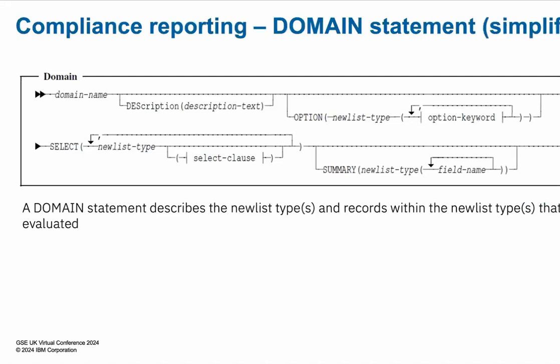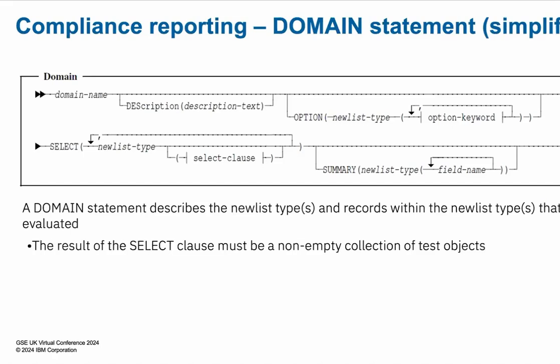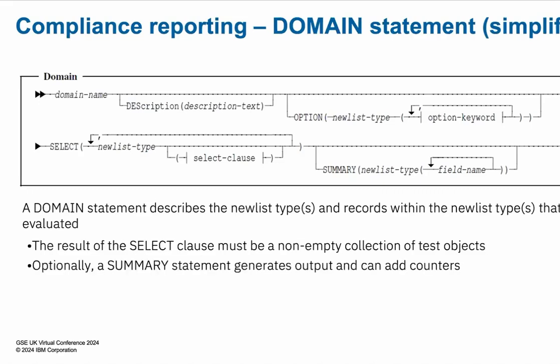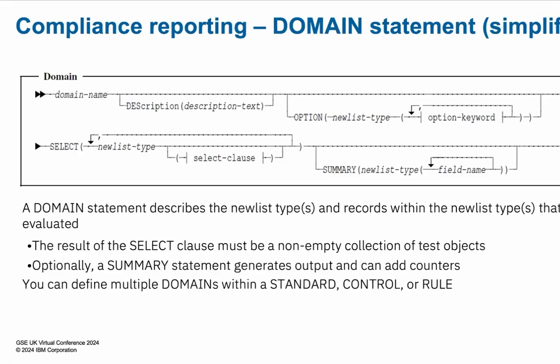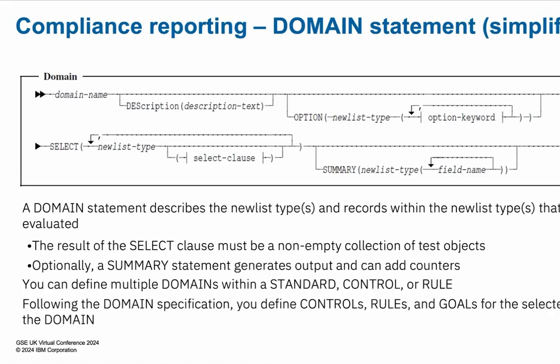The domain statement is also used in each and every control, each and every evaluation. It describes the new list type. A new list type is the scope of the evaluation and what the evaluation is based on. We use the select statement, so we choose the scope, then we select what we need, and then we perform the evaluation. Okay, this is more on the domain statements.